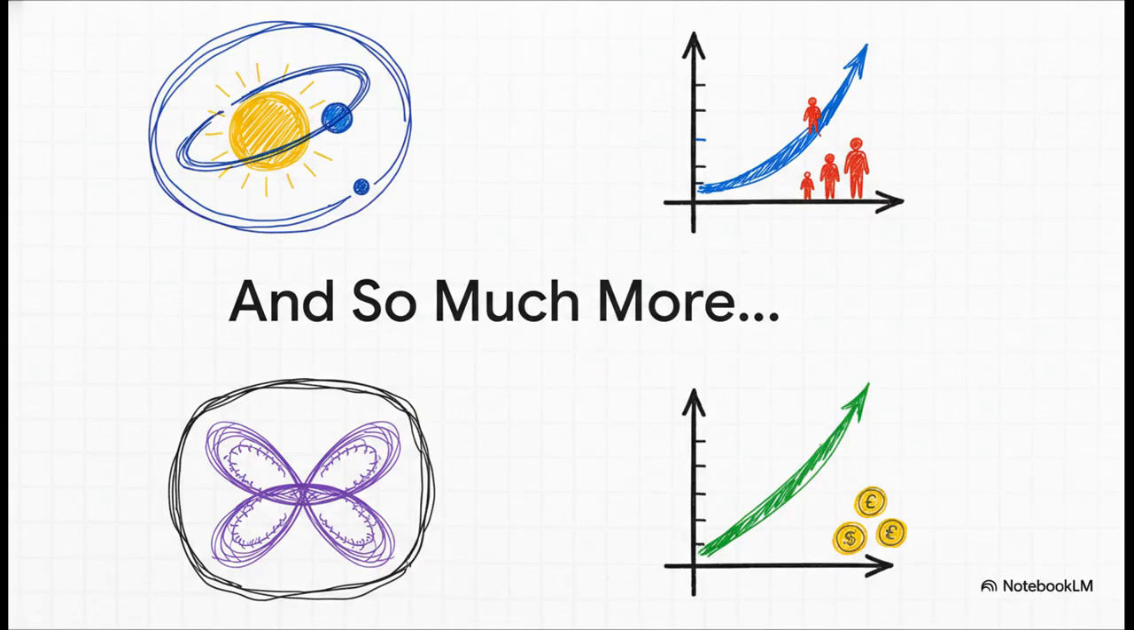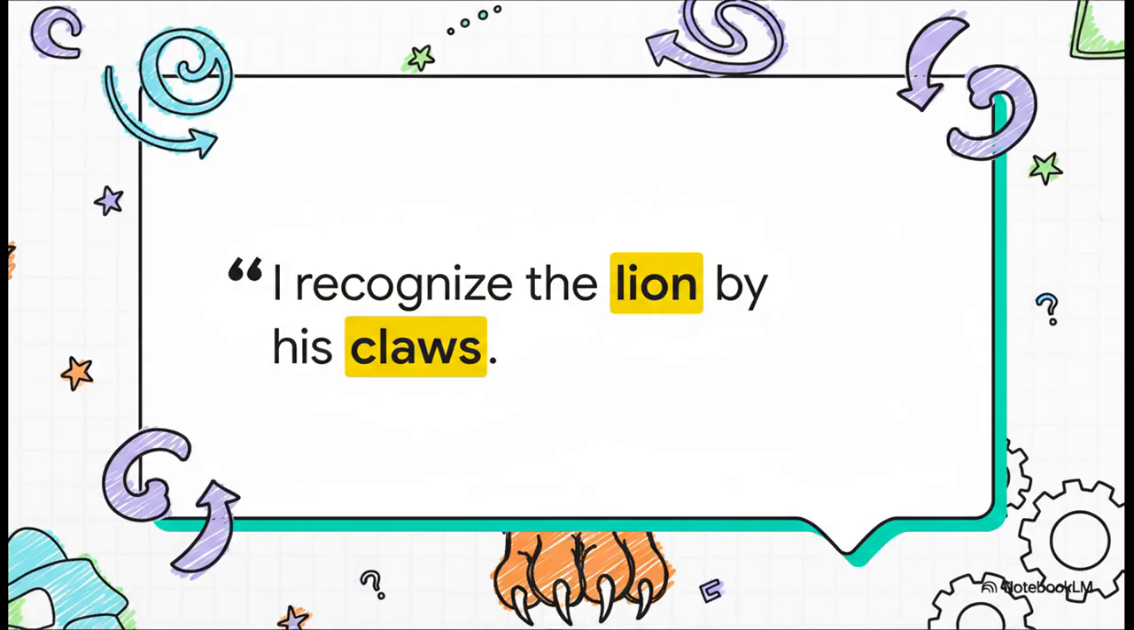We're talking about predicting the exact orbits of planets, modeling the growth of populations, even understanding the beautiful weirdness of chaos theory, or optimizing a financial portfolio. It is literally everywhere.